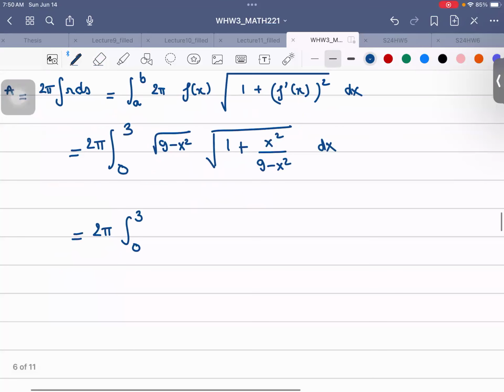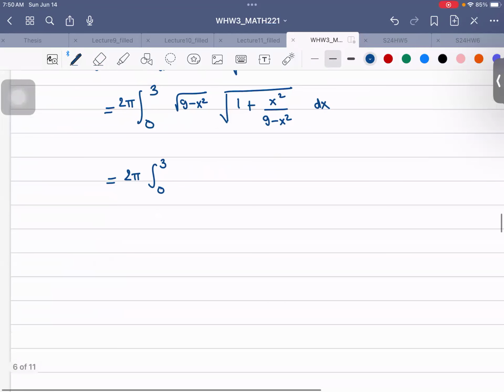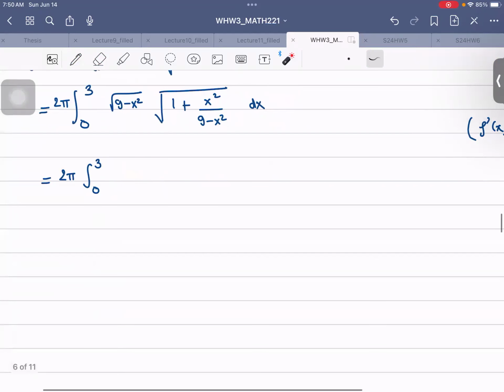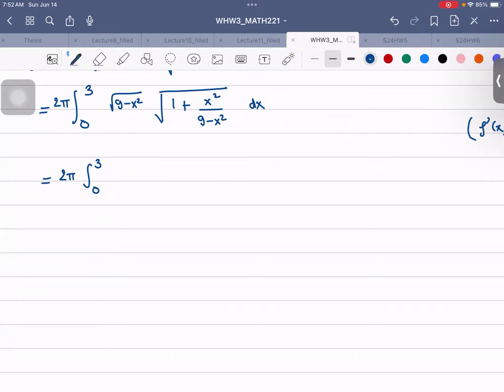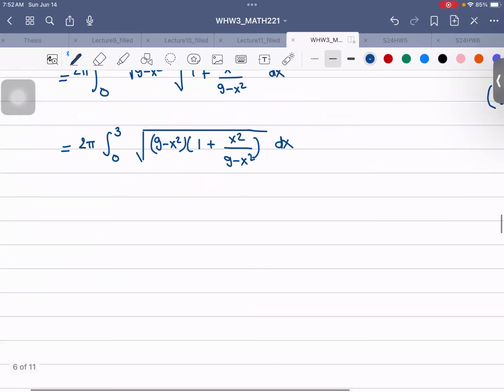Okay, and now you combine them together. I mean, you have square root of something times square root of something. If you have square root of a times square root of b, then you can rewrite this as square root of a times b. So I will combine these two square roots. I have 9 minus x squared times 1 plus x squared over 9 minus x squared, dx.